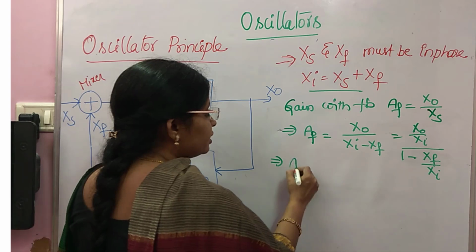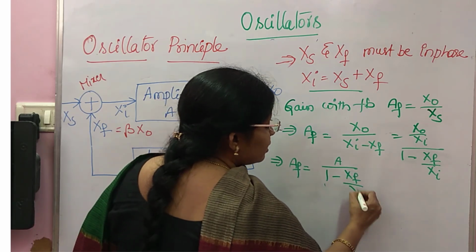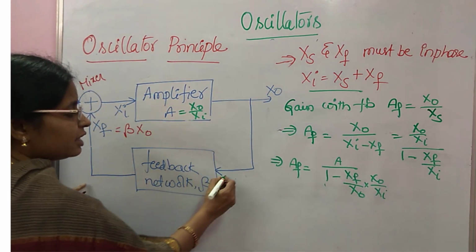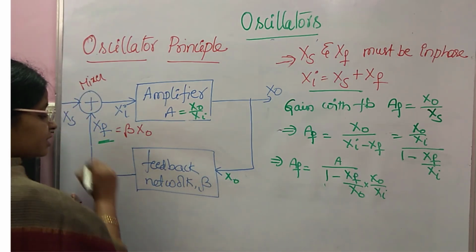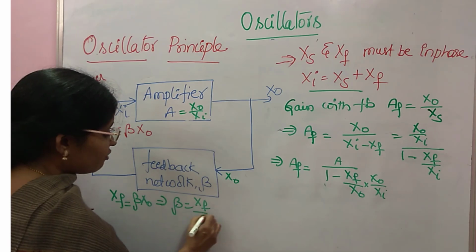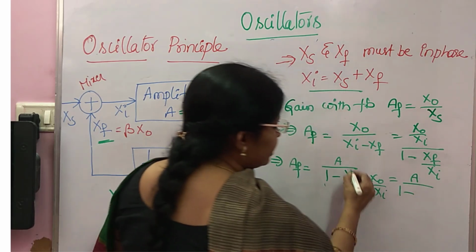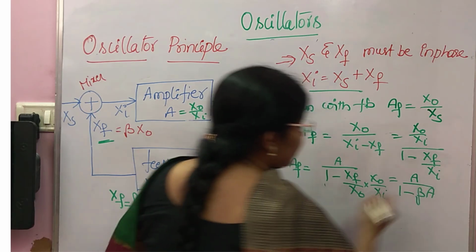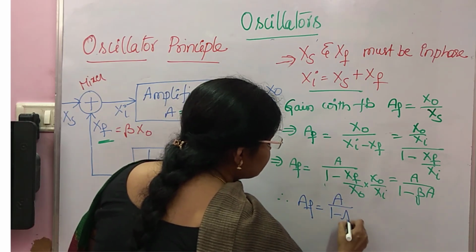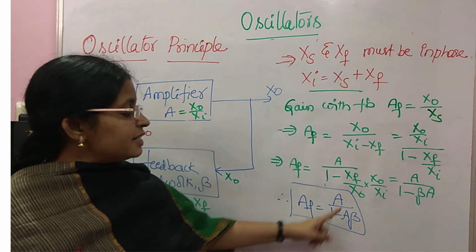So now you can write AF as X naught by XI, which is A, by 1 minus, you will write it as XF by X naught into X naught by XI. So what is XF by X naught? See this beta network. What is the input? X naught. What is the output? XF. So XF is equal to beta into X naught, which implies beta is equal to XF by X naught. So you can write it as A by 1 minus, XF by X naught is beta, X naught by XI is A. So totally your AF is A by 1 minus A beta. We know the same expression for negative feedback is A by 1 plus A beta.